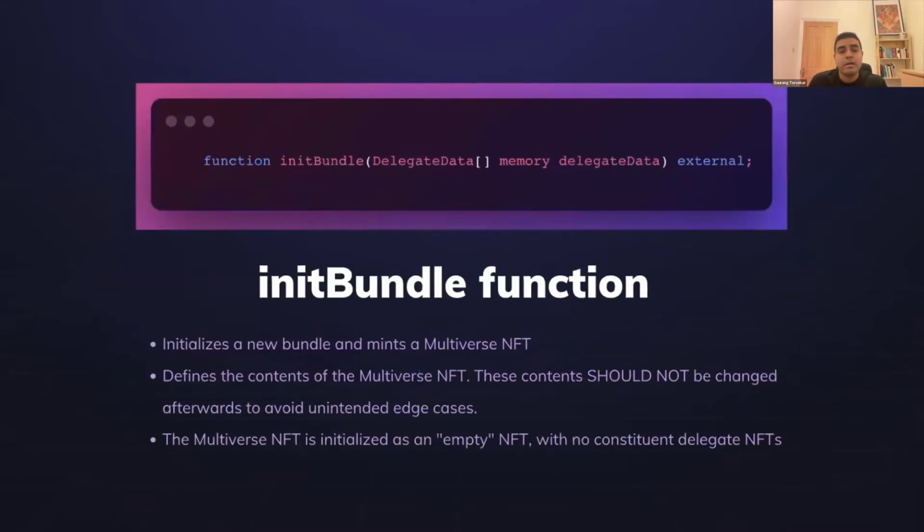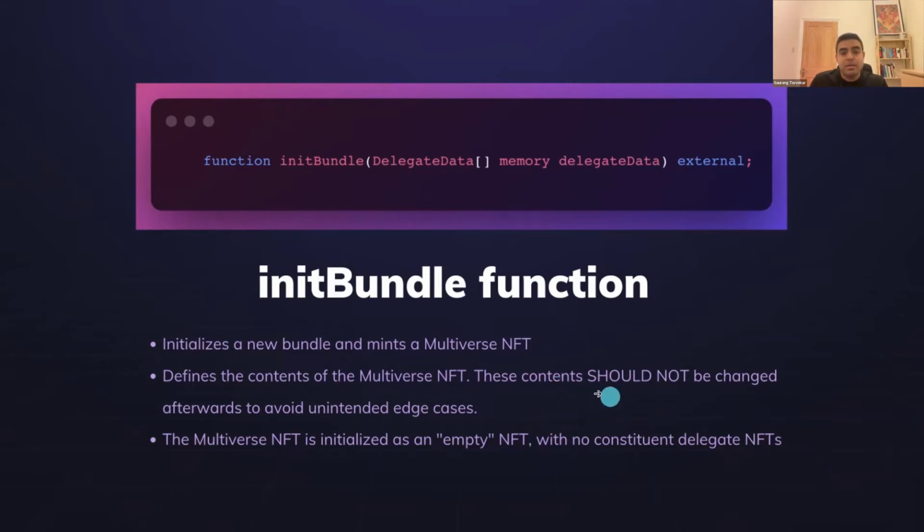Then when you are actually creating, or minting, the multiverse NFT, it is done by calling a function called initBundle. When you call initBundle, you have to send the array of this delegate data struct, in which you're sending all these properties that we talked about earlier. So you send an array of these delegate NFT data, and the initBundle function will mint a new multiverse NFT, right? Now when you're minting a new multiverse NFT, you're defining the delegates that are going to be a part of it. But when it is minted, this NFT is going to be empty. It won't have anything. It will just be another NFT at the top level.